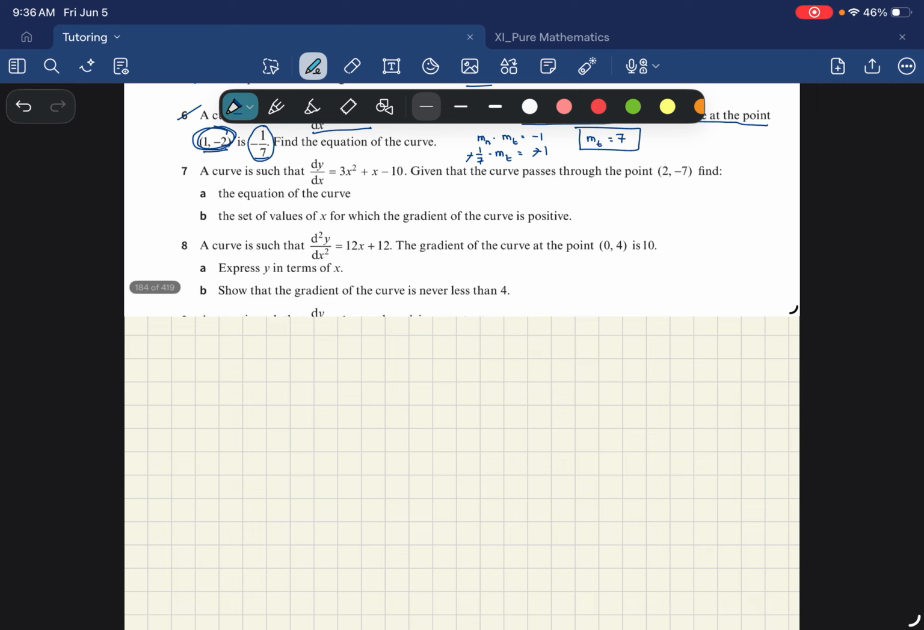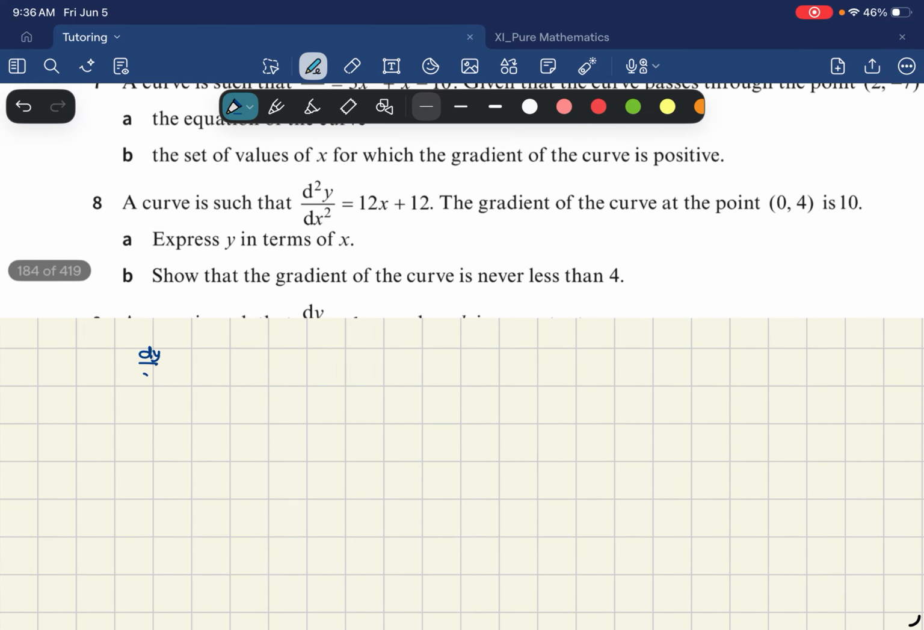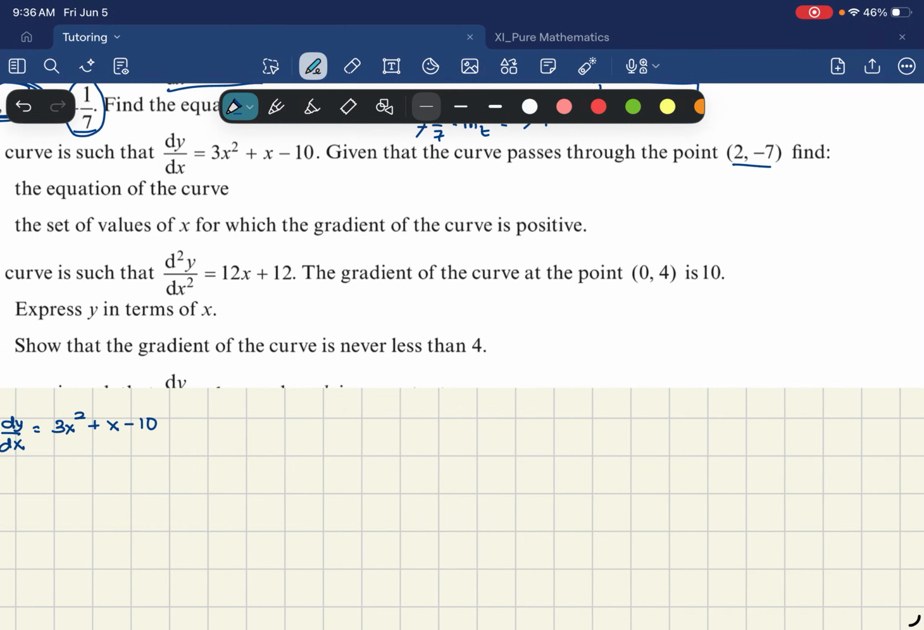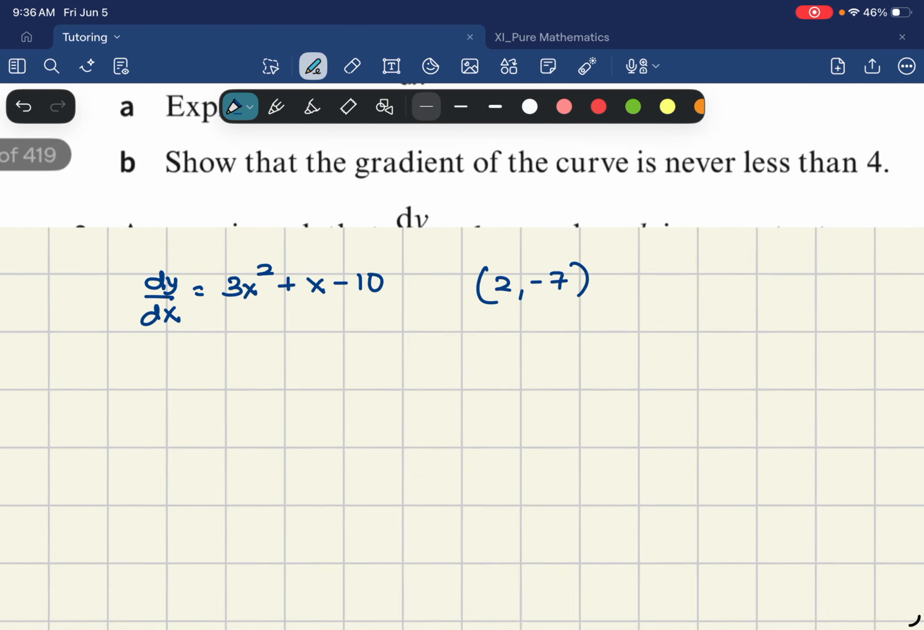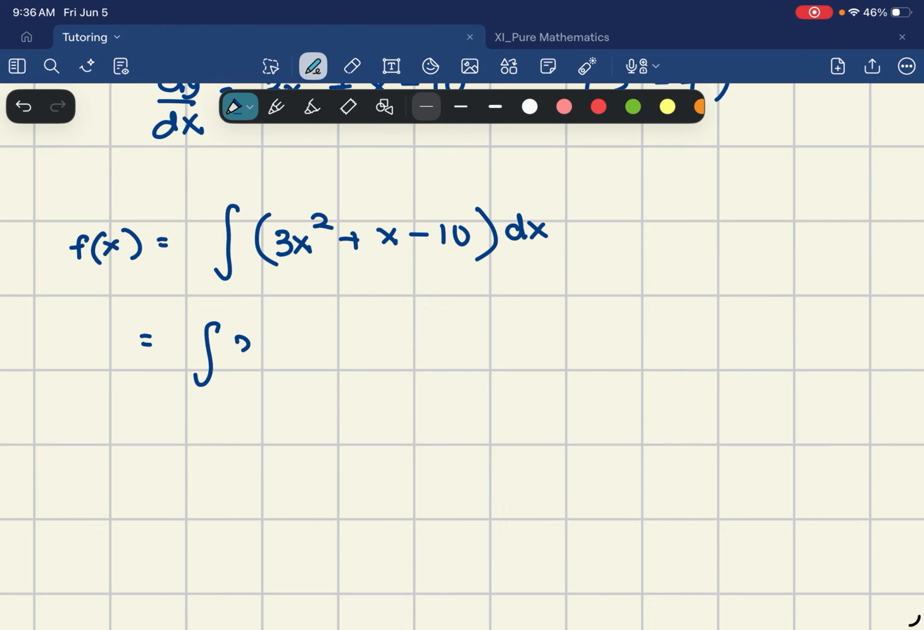All right, question 7. I think it is pretty much the same question. A curve is such that dy by dx is given to be 3x squared plus x minus 10. We are given this, so we can find the equation of the curve. The point is 2 comma negative 7. I'm going to go through this a bit quicker. So f of x is going to be the integral of 3x squared plus x minus 10 with respect to x, which is just the integral of 3x squared dx plus the integral of x dx minus the integral of 10 dx.